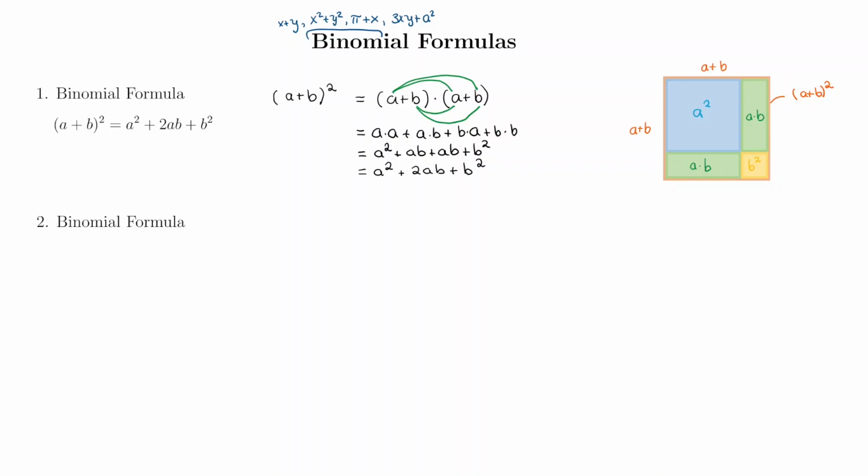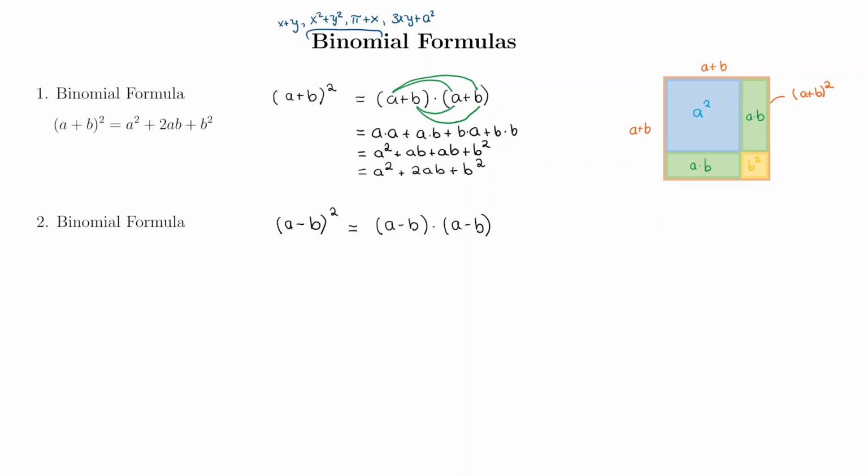So in the second binomial formula, we also, of course, have a product of two binoms. But this time, we look at this binom, A minus B. So A minus B squared is the same as A minus B times A minus B. Okay, and now what do we do?